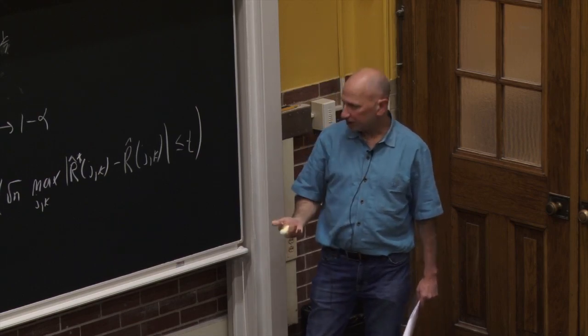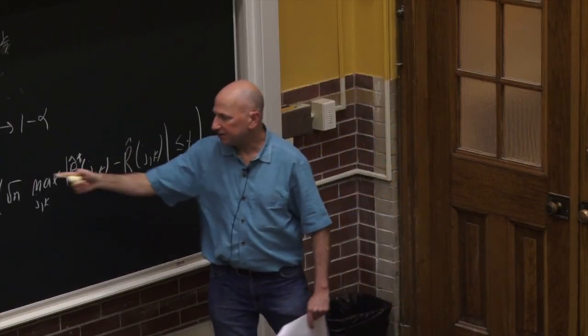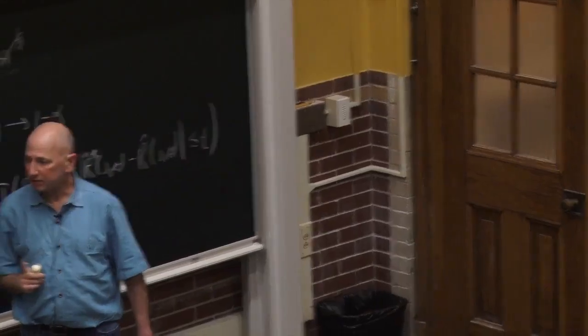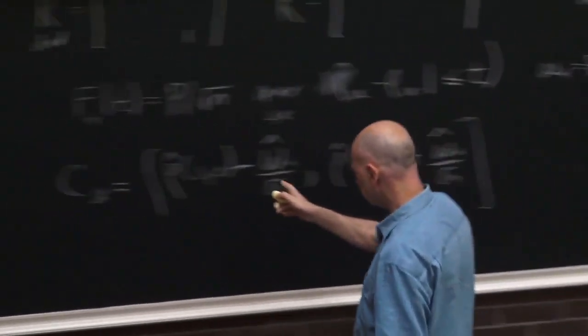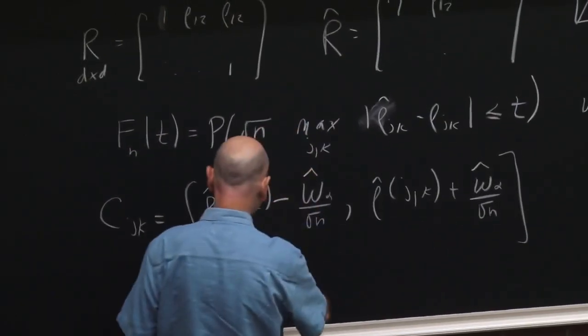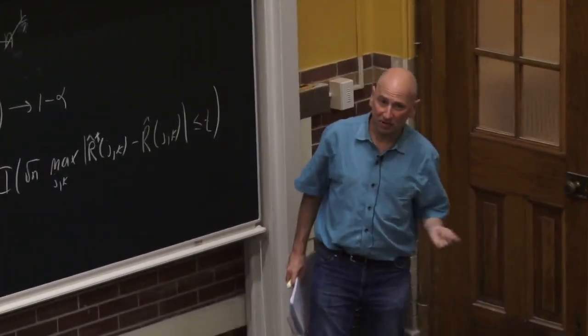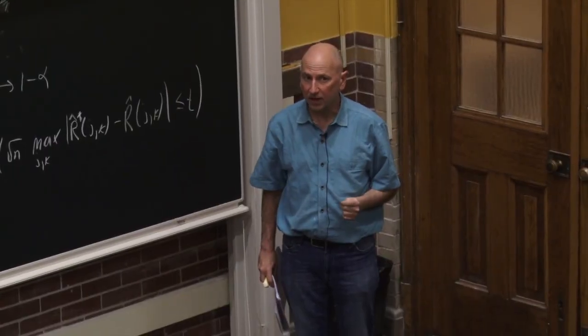Okay, so you just sample the data, get a new r hat, repeat. That gives you an empirical distribution. You find the 95% quantile, and you form this confidence interval for each pair, and then you get simultaneous confidence intervals. At least, I mean, they're asymptotically valid. This is not a finite sample.